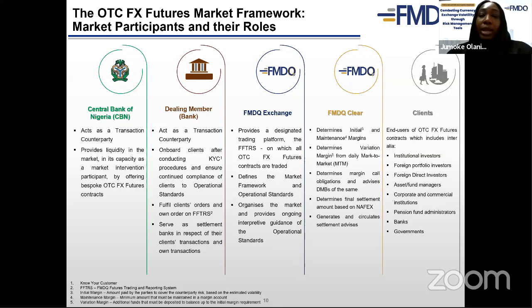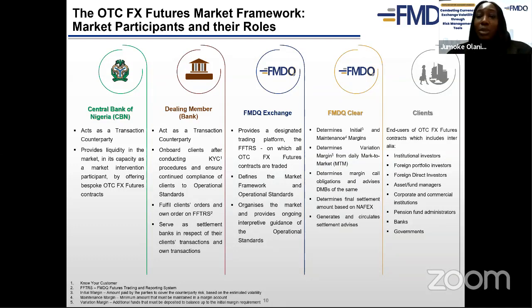They provide all the reporting to the dealing member banks. They facilitate the settlement of the contract on the maturity date. So they calculate what the settlement will be using NAFEX, like I had shared, and therefore communicate what the settlement value is and facilitate the settlement instructions to the respective dealing member bank accounts. And finally, they generate what we call settlement advices, which are like contract notes, to the respective counterparties who have entered into transactions on the FFTRS.